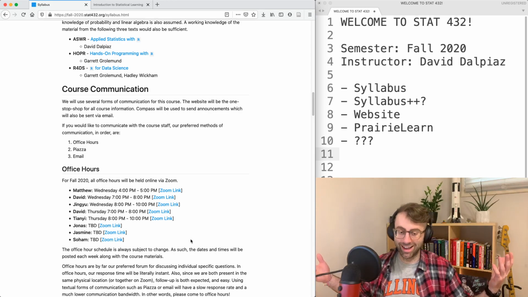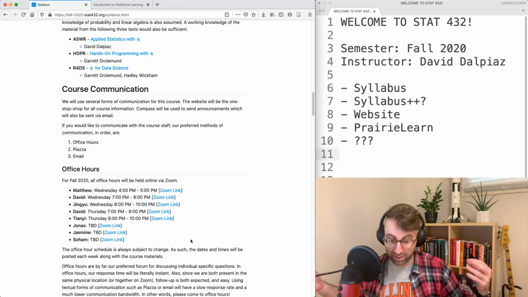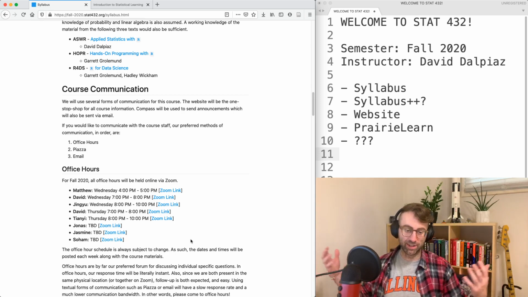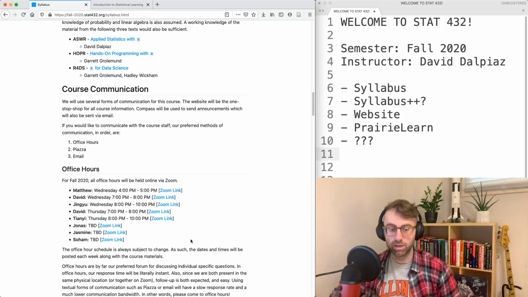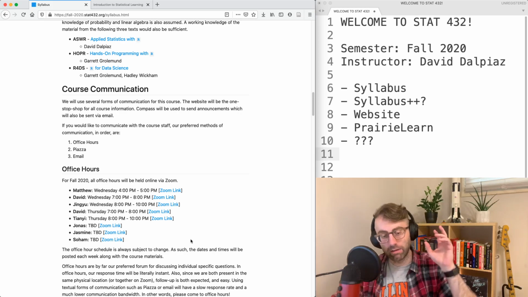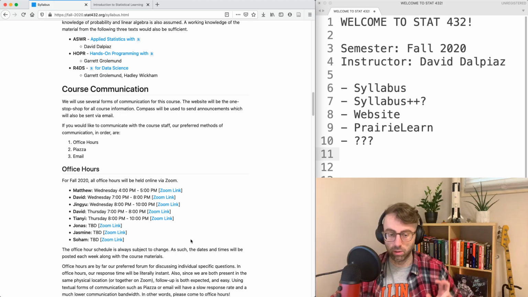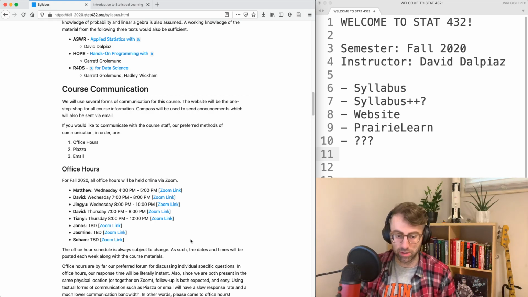The problem is that everyone's playing this waiting game to see what their schedule will really be, because everything's so uncertain. So we don't have it completely locked down. But in addition to having them in the syllabus here, every week I will put on the website the very specific hours that are going to happen that week.